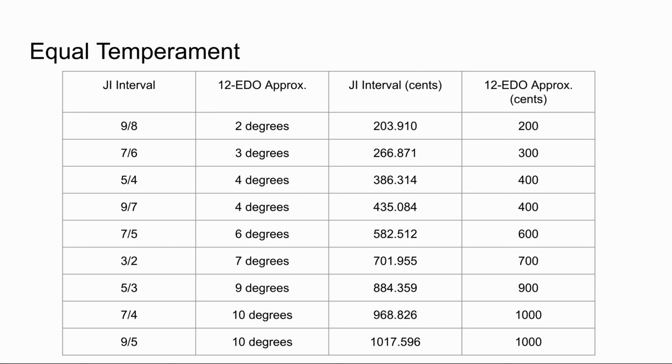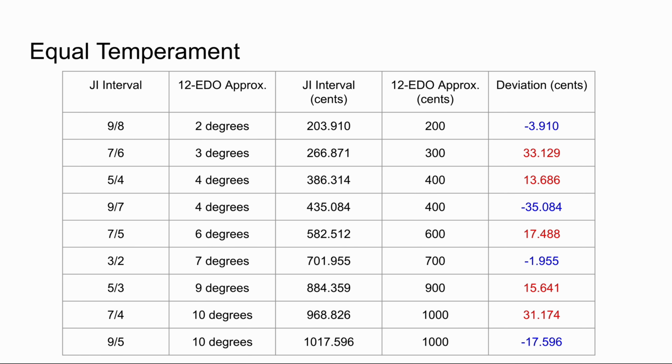In column 3, we can see the size of each just interval in cents, and in column 4, we can see the size of the closest respective intervals in 12 EDO, also measured in cents. Let's now subtract each value in column 3 from column 4 to find the differences. If the number is negative or blue, it means that the 12 EDO approximation is flat of the just interval, and if the number is positive or red, it means that the 12 EDO approximation is sharp of the just interval. It doesn't matter if the deviation is sharp or flat. What's important is that the closer the deviation is to 0, the better.